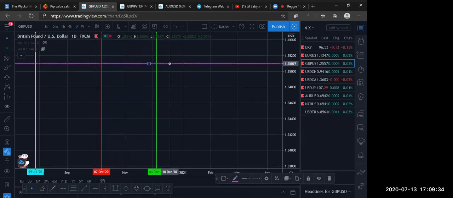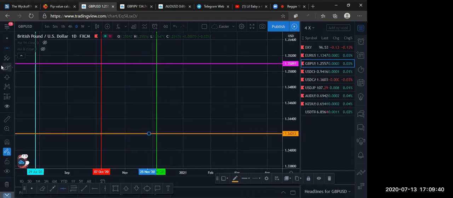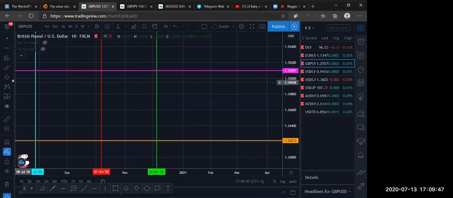We got, boom, resistance. I don't even have a label at this point. Resistance. Down here will be support. All right, so we're coming up here. It's a story on something. You have to keep it with the story. I said we're coming up here.